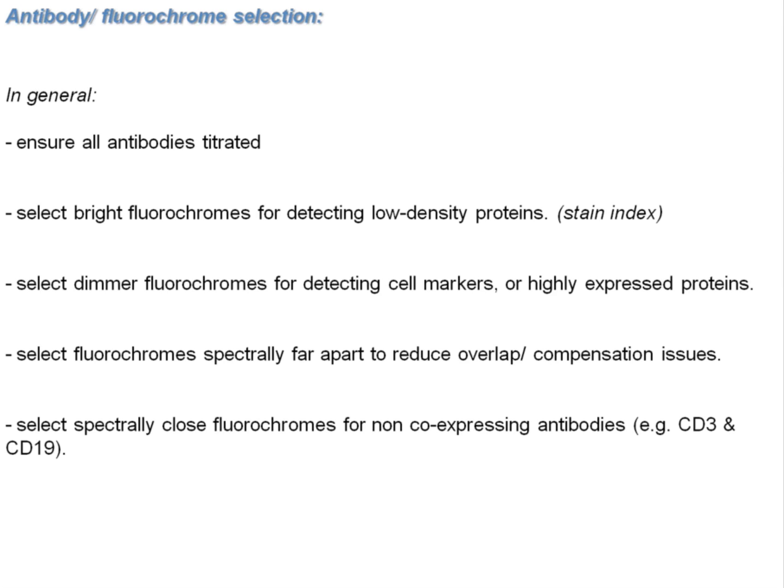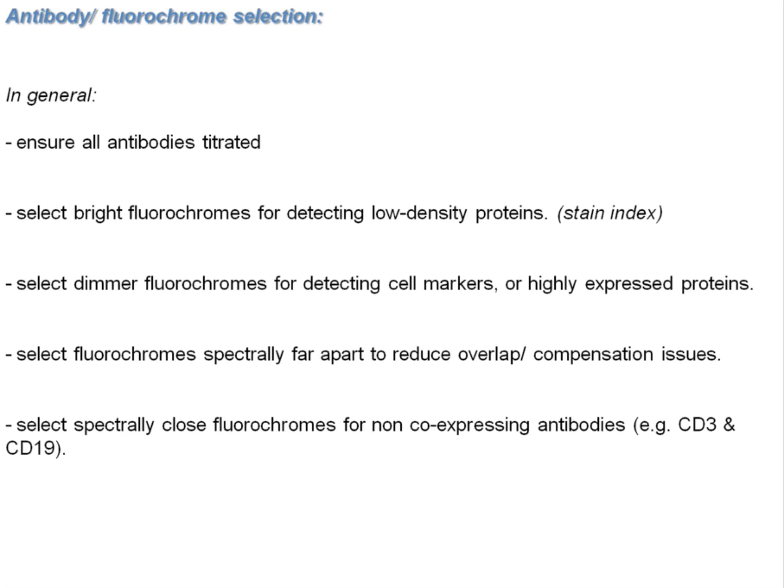Good practice, if you're designing your panel, is to select bright fluorochromes for low expressed antigens, and select the dimmer fluorochromes for the higher expressed surface markers or your classic cell markers. If you don't have a lot of colors and you can minimize the overlap, then try to select fluorochromes that are spectrally far away so that you minimize that spillover.